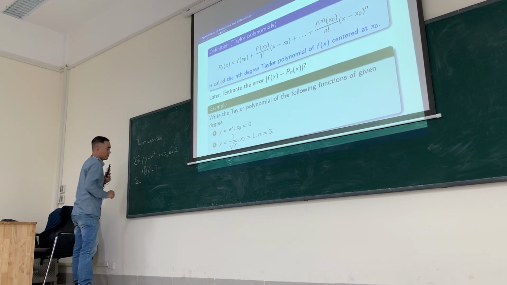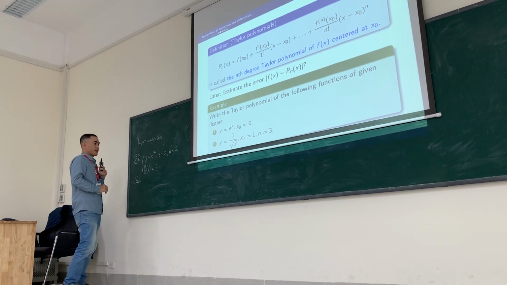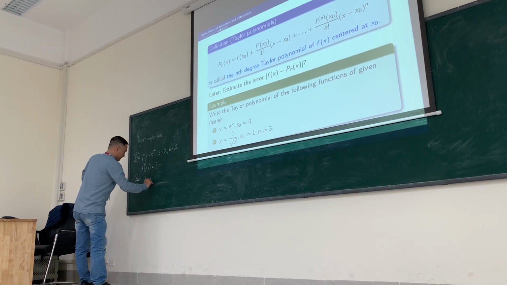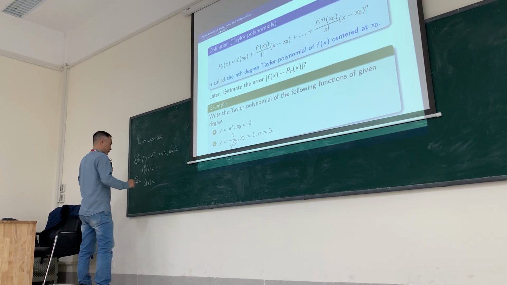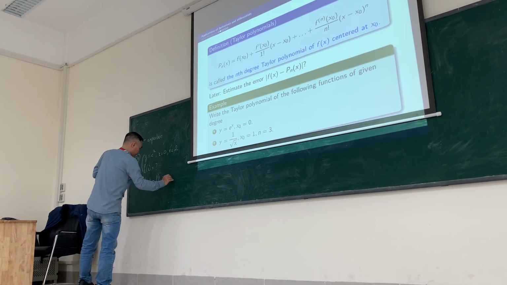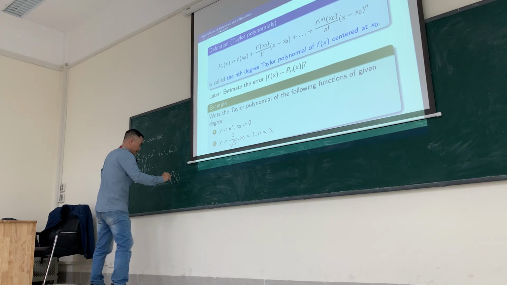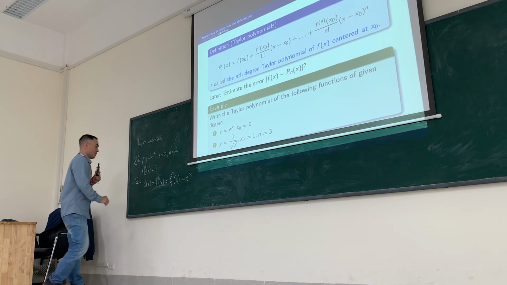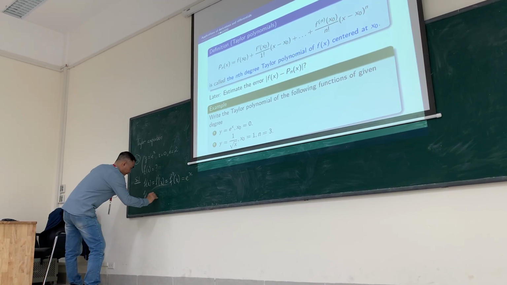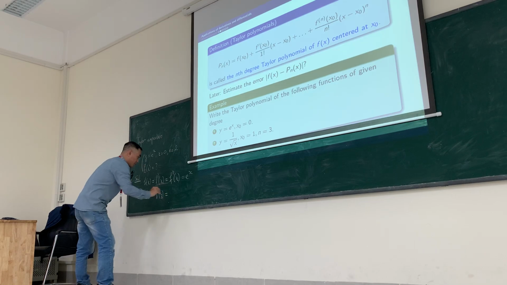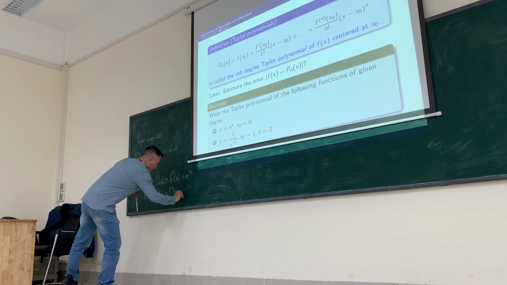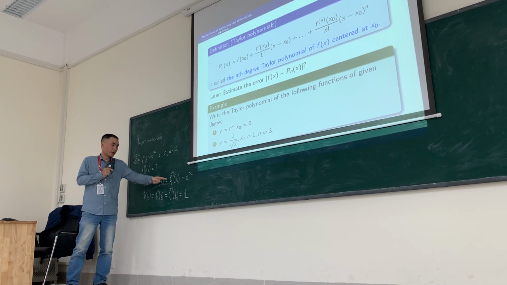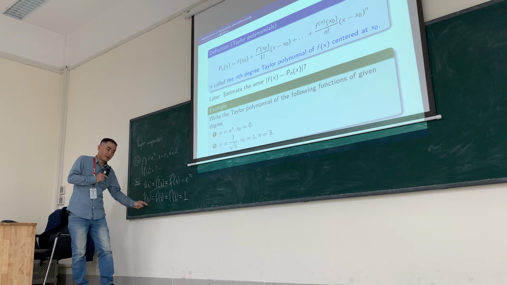Solution. First step, we find all the derivatives of function f. Here f(x) is equal to f prime(x) is equal to f double prime(x) is equal to the exponential. So we have f(x0) is equal to f prime(x0) is equal to f double prime(x0) is equal to 1, where x0 equals 0. So we can replace x0 by 0.